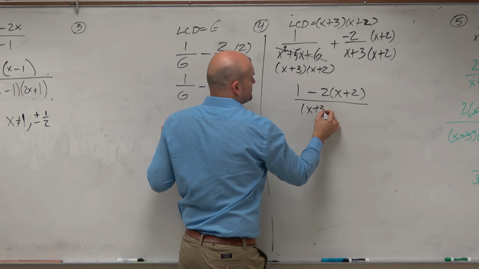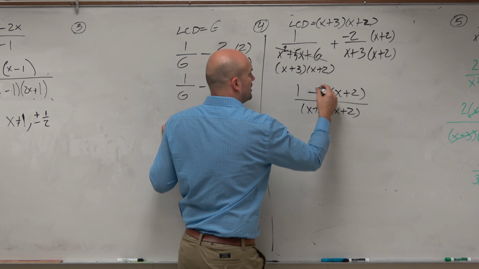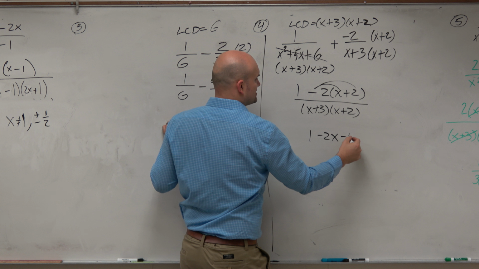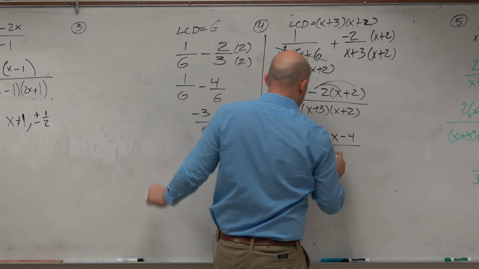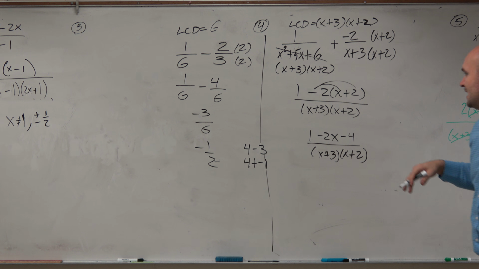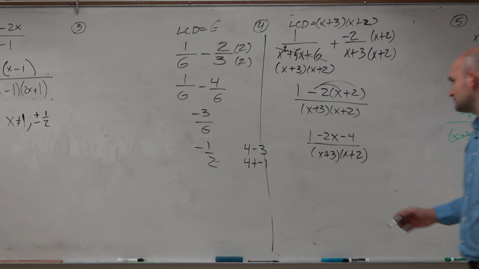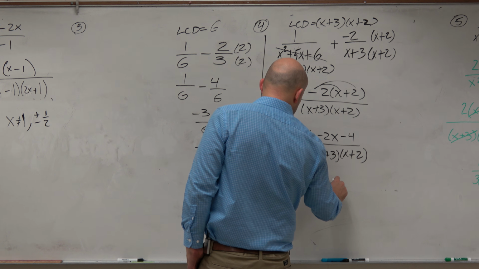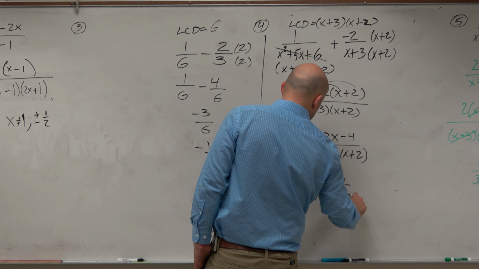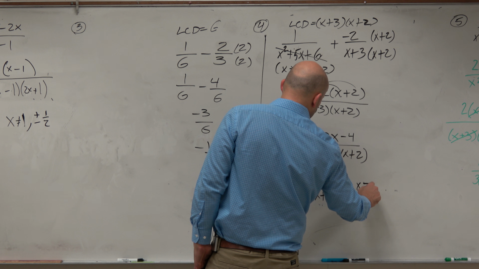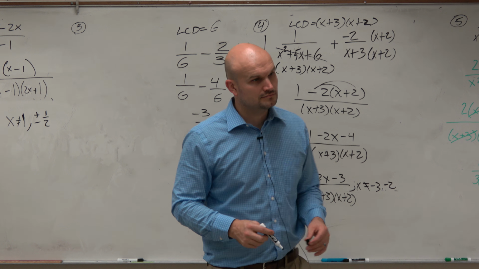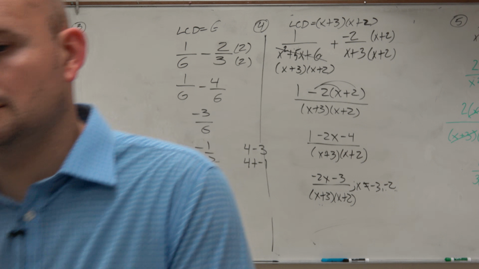And then we have an x plus 3 times an x plus 2. Apply distributive property. 1 minus 2x minus 4 all over an x plus 3 times x plus 2. And therefore, we would have negative 2x minus 3 over x plus 3 times x plus 2, where x cannot equal negative 3 and negative 2. Cool? Yeah. All right.